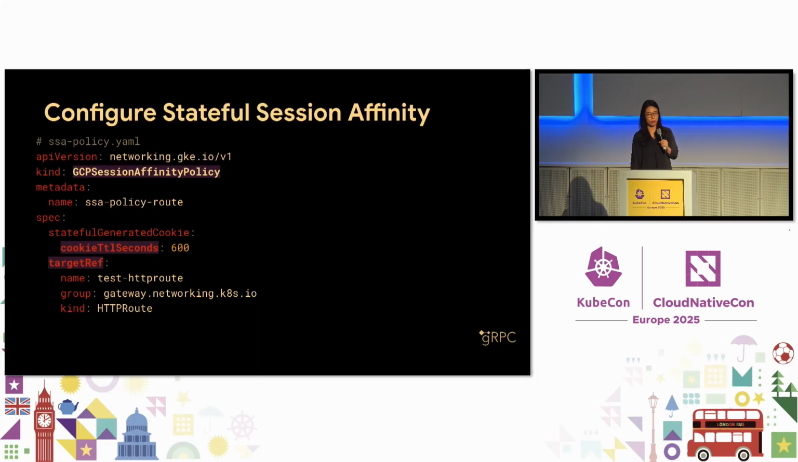So now you know how stateful session generally works with gRPC, and let's take a look at how you can configure it. We have introduced a custom resource called GCP Session Affinity Policy. In the YAML file, you will set the cookie TTL time in seconds, and the session cookie will expire at the time that you provided here. Before it expires, the requests with the session cookie are guaranteed to be sent to the same backend. And then you can also set the target reference to specify which route or service you want to enable stateful session affinity on.